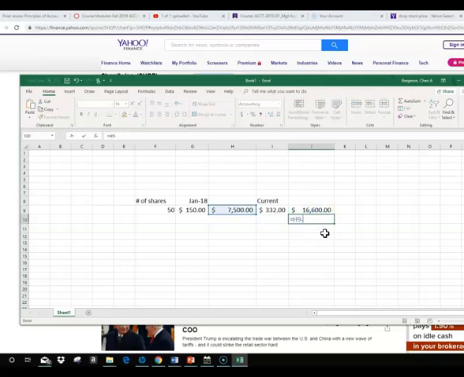So I would actually have a gain of $91,000. I'll make that look positive so it's more clear. I mean, $9,100, sorry. $9,100. So from January 2018 to current, if I had invested 50 shares in Shopify, I would have a $9,100 gain.